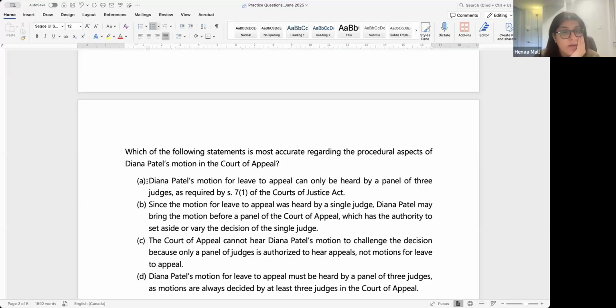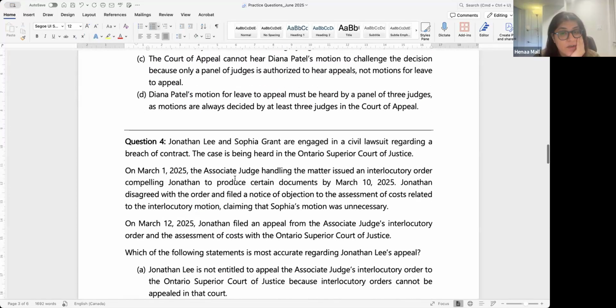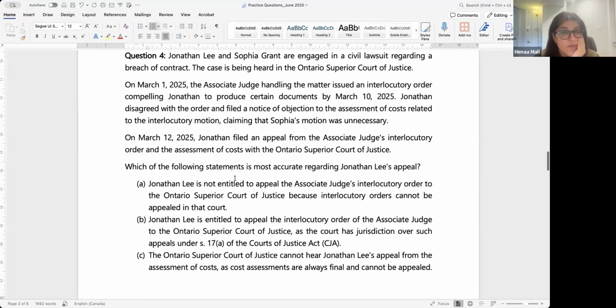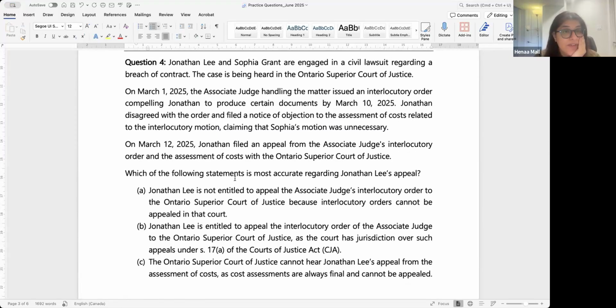Answer is A. Diana's motion for leave to appeal can only be heard by a panel of 3 judges because it is leave to appeal. All the other motions apart from these 3 are heard by 1. We mentioned this, right? Didn't we? A is the right answer. Okay, continue. I told you, even after going over jurisdictions, you guys will make mistakes.